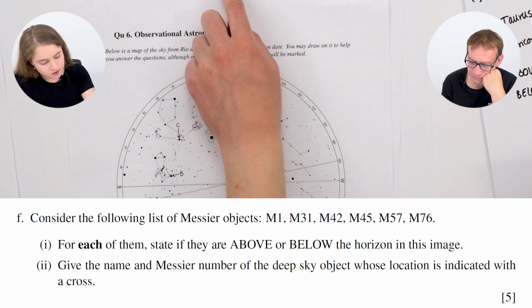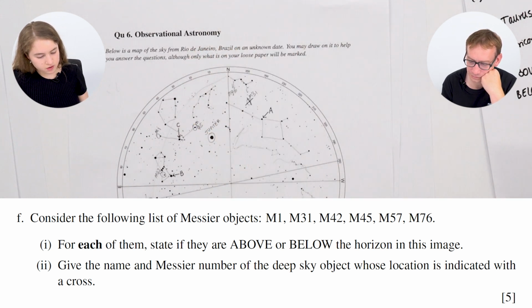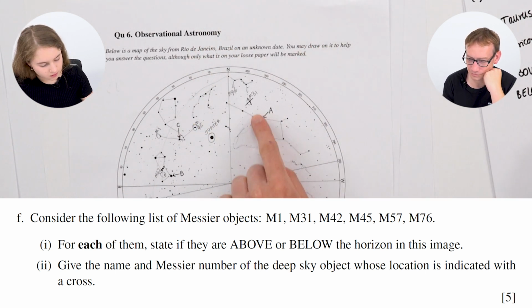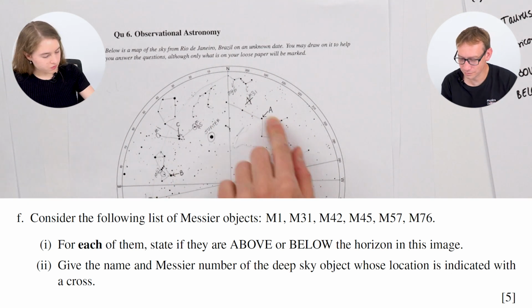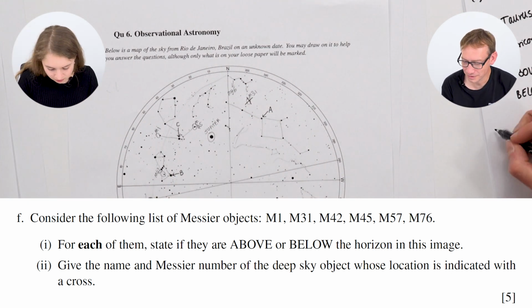Give the name and Messier number of the deep sky object whose location is indicated with a cross. So we know that it's M31. What's the name? The name is the Andromeda Galaxy. Clue is that it's near Andromeda. It's just one of those things that you learn.